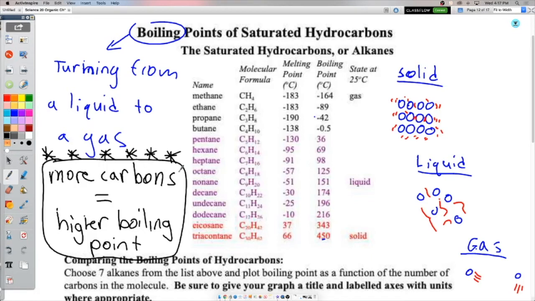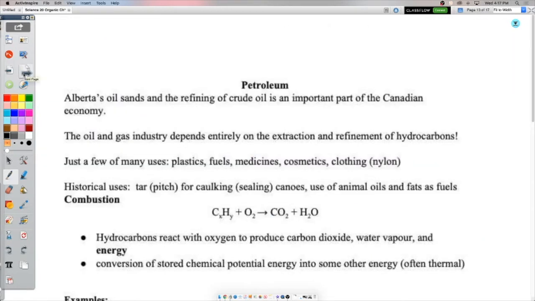Well, this is actually one of the key things that allows us to refine crude oil, as you may know in our neck of the woods, right? That's pretty important to us, right? So Alberta's oil sands and the refining of crude oil is an important part of the Canadian economy. So what is crude oil? Crude oil is mostly what we extract, right?